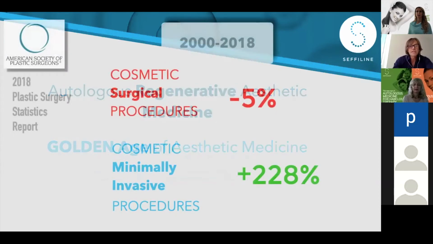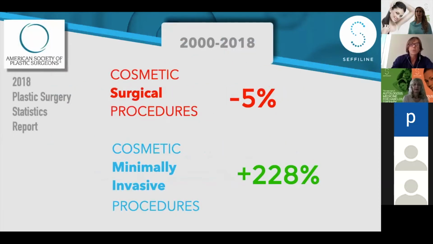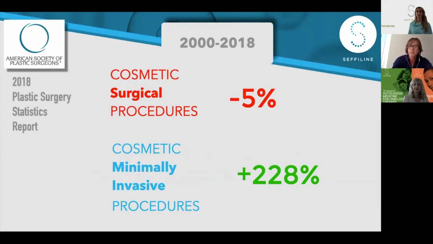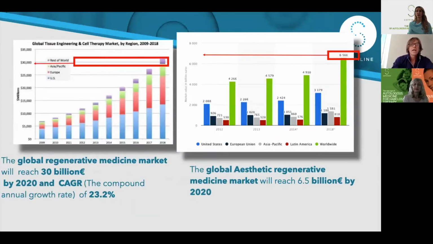If you look over this plastic surgery statistic report, you can see that the surgical procedure is decreasing more or less 5% per year. On the other hand, we can see that the cosmetic minimally invasive procedure is increasing more than 200% per year. If you look also at the global regenerative medicine market, you can see that it will reach 30 billion euro in 2020, and the compound annual growth rate is more than 20%.